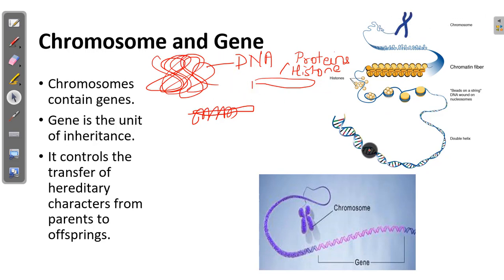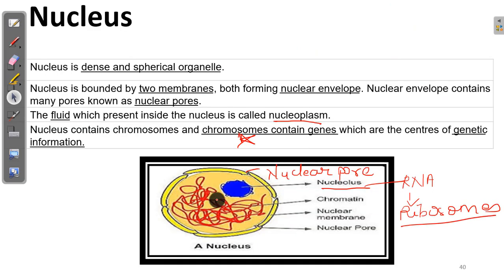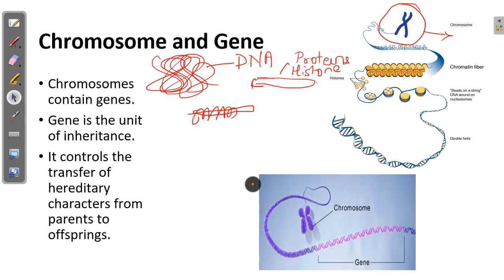So a long thread-like structure is arranged on a support. The support is said to be proteins or histones, and all the histones come together to form chromatin, and then when they are very well arranged during cell division, chromosomes are formed. So these chromosomes you will see only when the cell undergoes division. Otherwise you will see just a thread-like structure as you see here, and that is said to be chromatin.